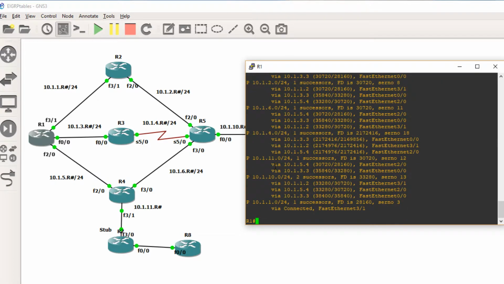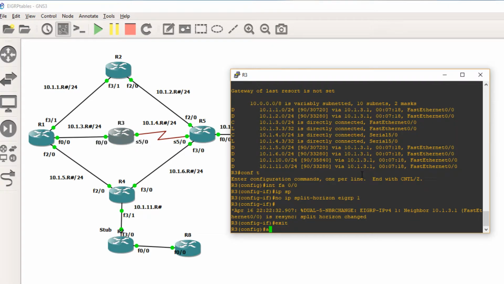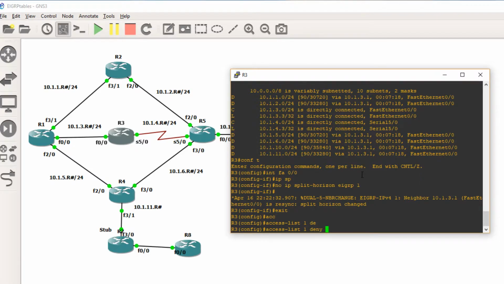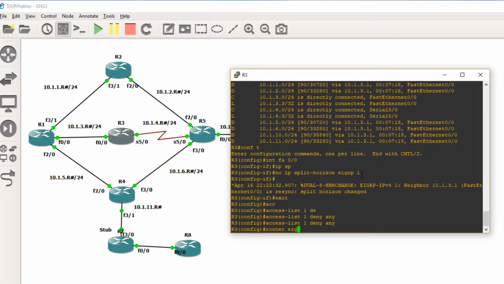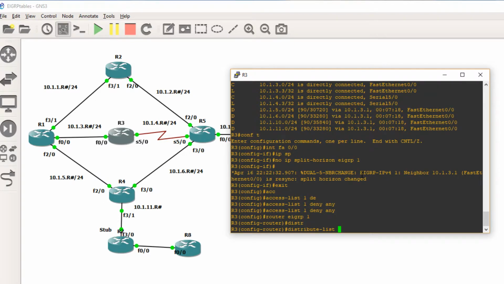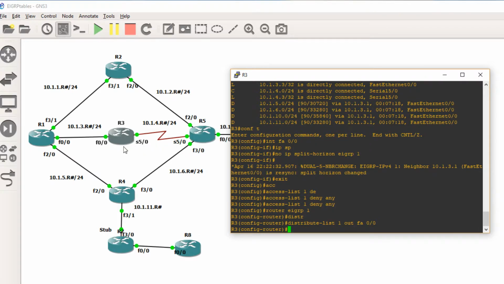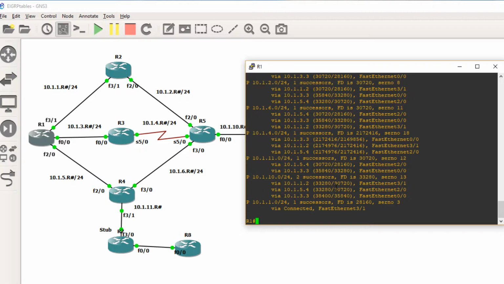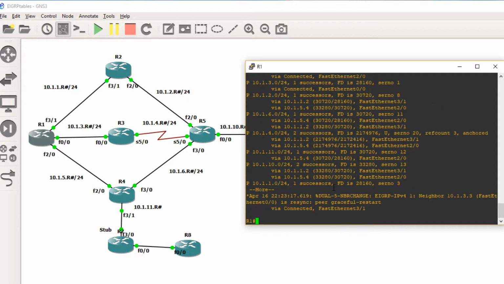There is one more exception to that rule. We can also stop advertising out this interface manually with a distribute list. Let's see that behavior. So once again, we should see the default of only two routes, but for a different reason. Now it's a distribute list instead of the split horizon rule stopping it. And once again, we see the two routes, and it's only stopped at FastEthernet 0/0, 10.1.3.3 because of the distribute list.